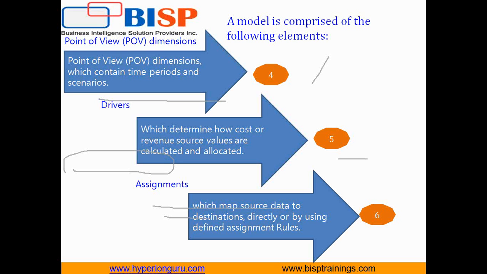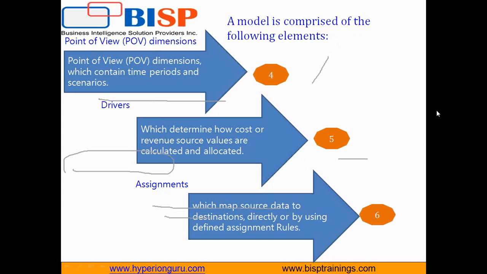And then we have a driver, just now I showed you. Drivers are the number of machine hours and number of initial setups. They are your drivers. So all the time when you do allocation, drivers are important parameters which define how allocation takes place. Assignment is another dimension which talks about mapping source data to destination directly by using your defined segment rules. So in 6 steps this is done.